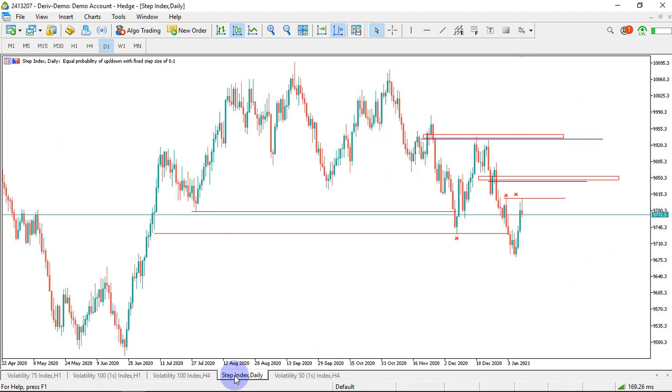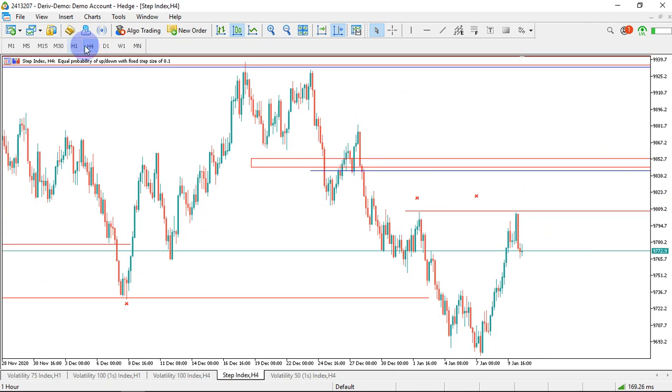So, Step Index. I took another trade on Step Index actually, but it caught me on a breakout. I took a buy. I wanted it to break this high. I thought it would break this high, but it didn't. It just made another high and then came back. Now I have much more confidence that this is a trap for the retailers.